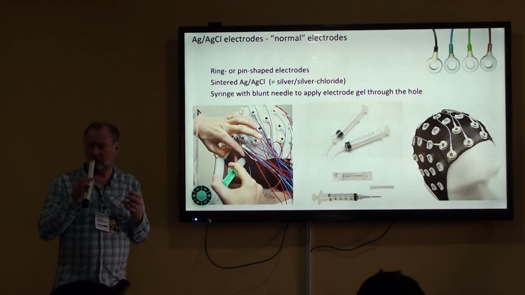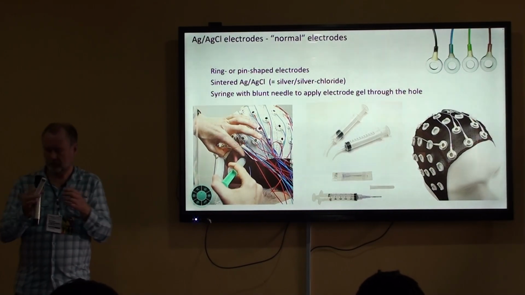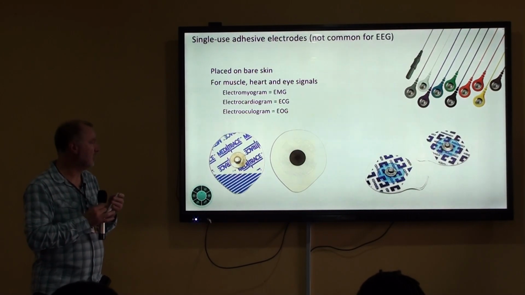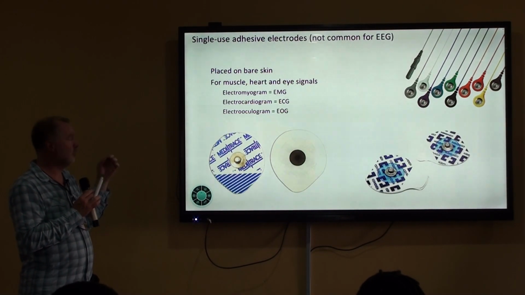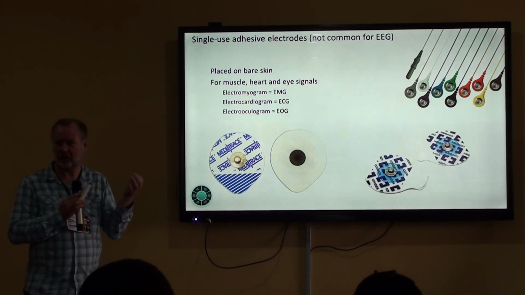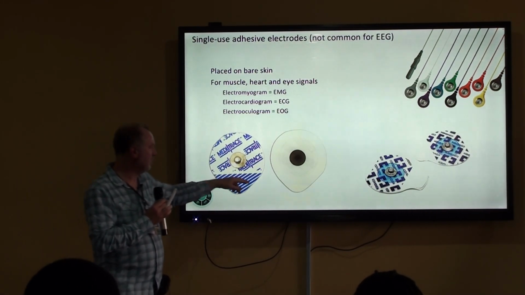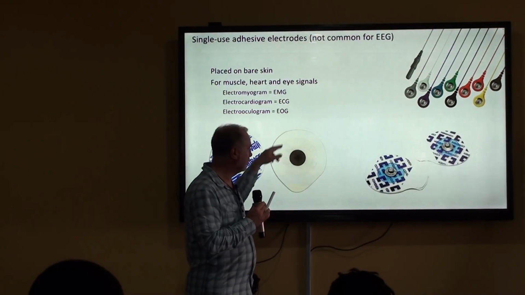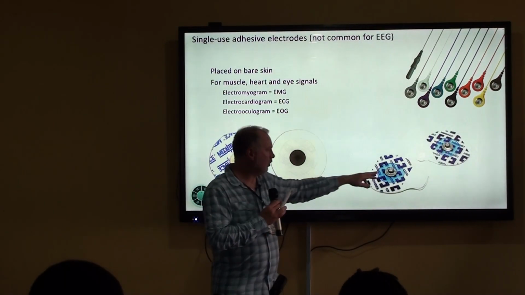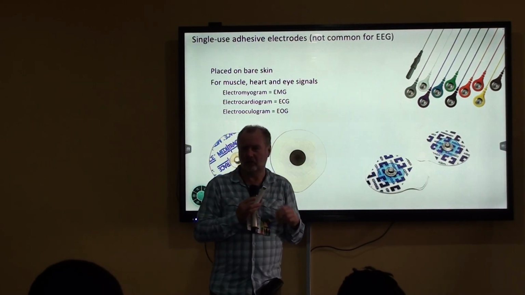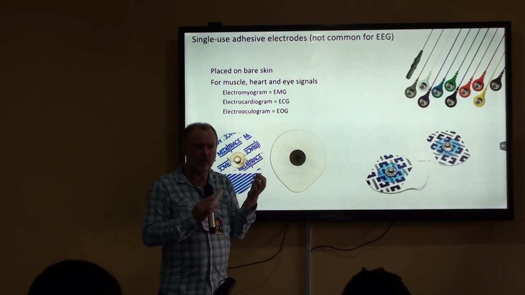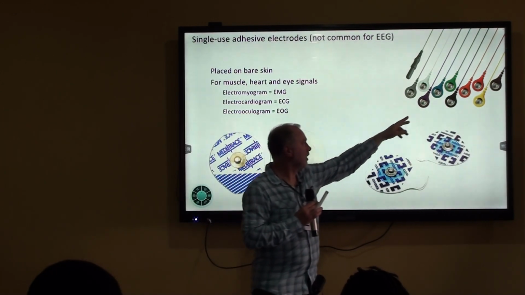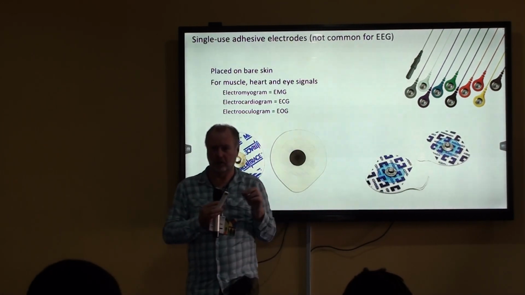The second type of electrodes are not these ones, but these ones, are single-use adhesive electrodes. So they're basically stickers. You peel the sticky side off, you get this, and they always come with this knob, which is a little bit similar to the ones that you would find on clothing. And they come with these electrodes, and you basically click them on.